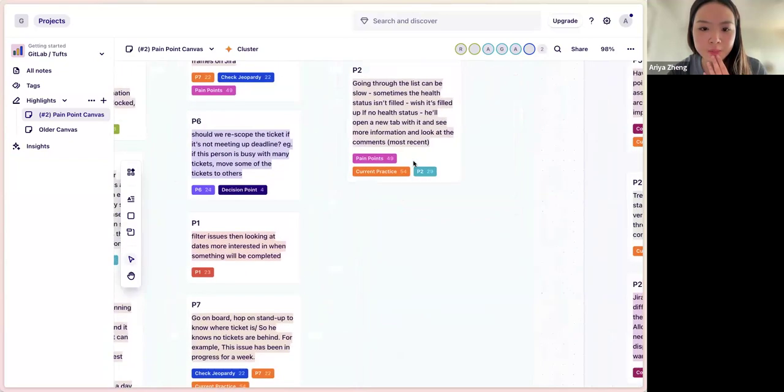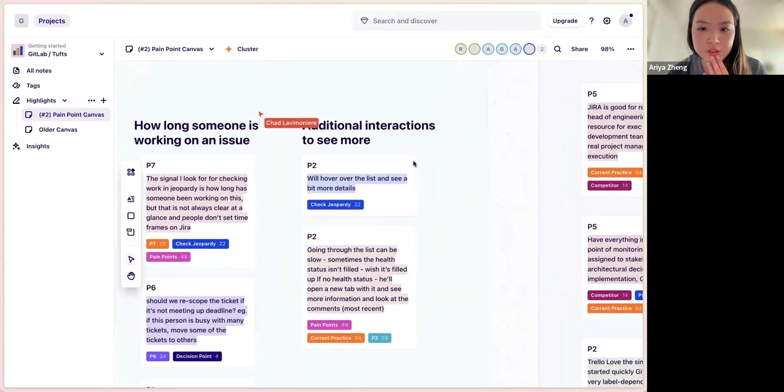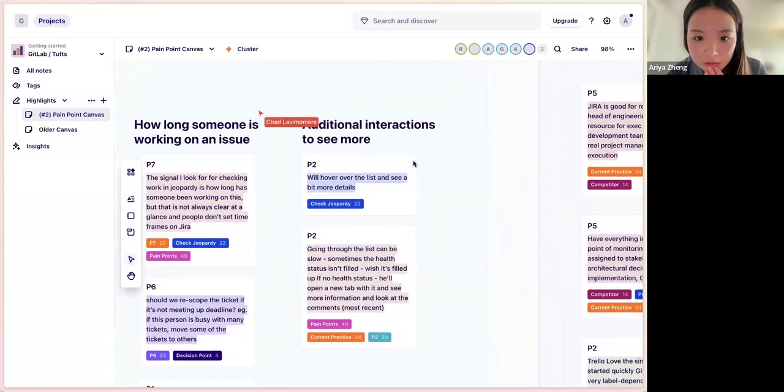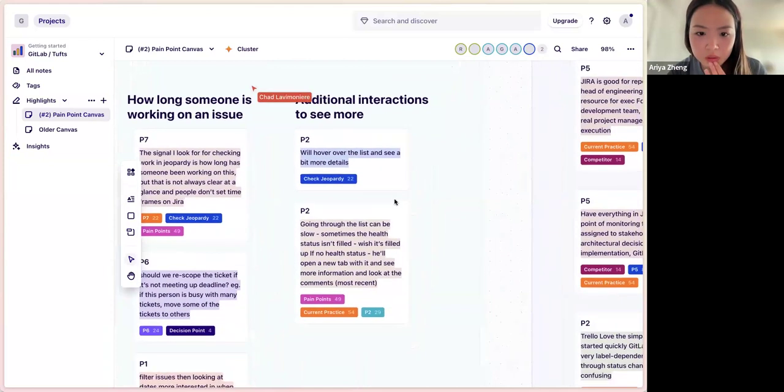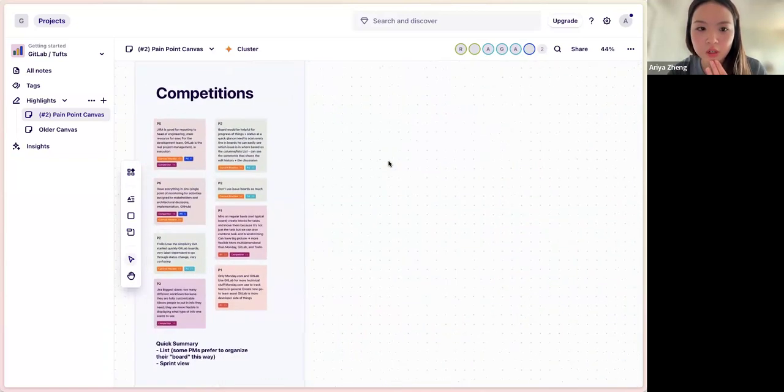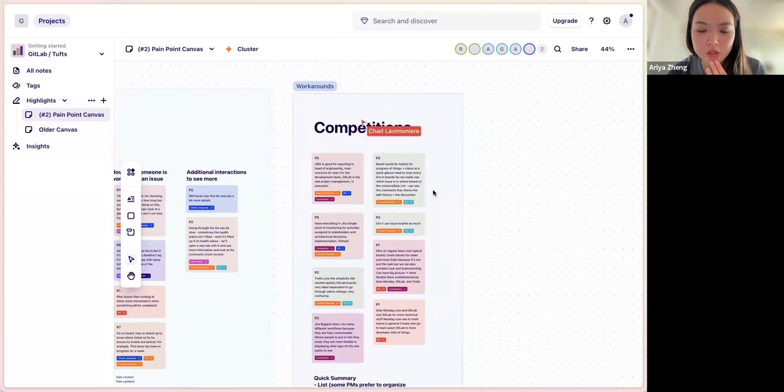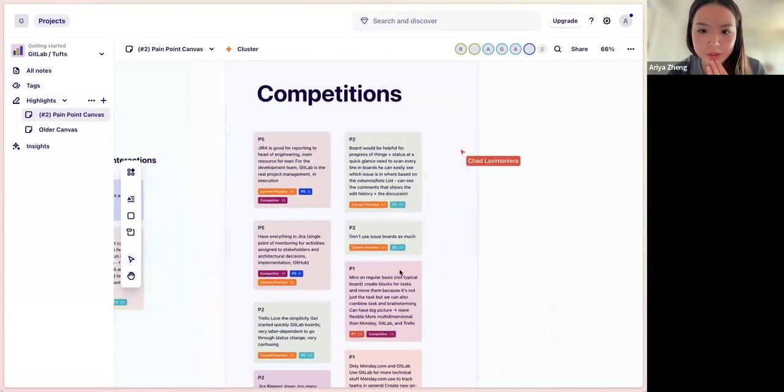Let's see. Then there are additional interactions to see more. They have to go through this, which can be slow, and they don't want to hover over. The last section is about workarounds, like some competitors they're using.